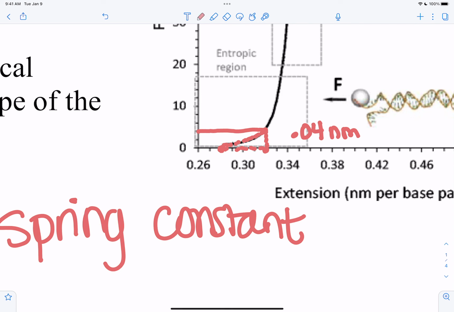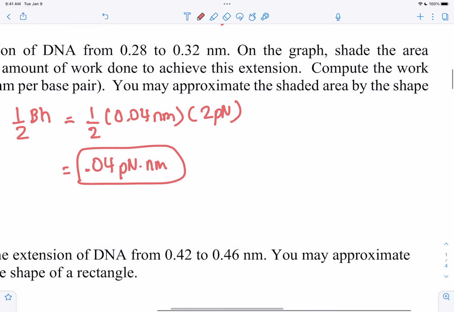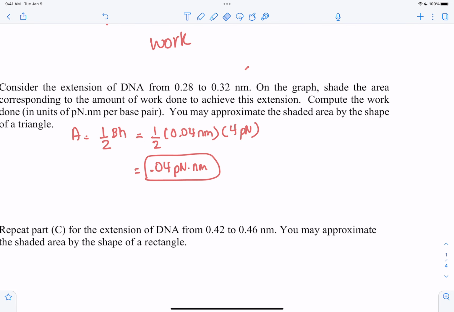Oh shoot, my bad. Yeah, I even said it out loud and I proceeded to write the wrong thing at 2, 4, 6, 8, 10. So this should be 4. My bad. Yep, 4 piconewtons. Thank you for catching that. So it actually should be 4 piconewtons here, right? So what is that? 0.8. Piconewtons times nanometers. That look better?